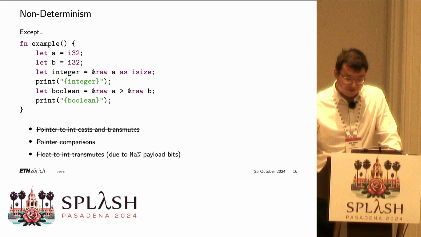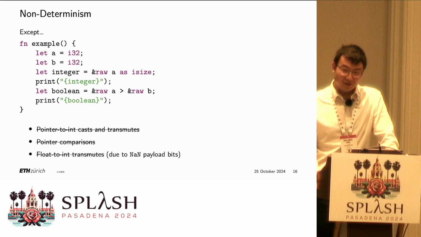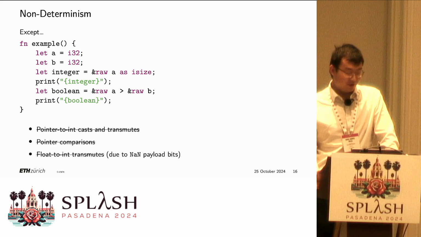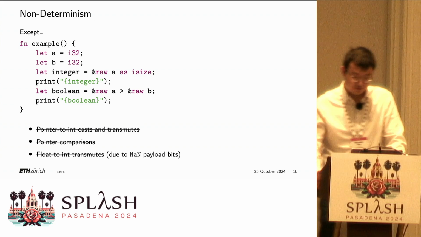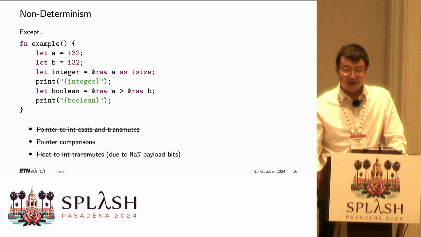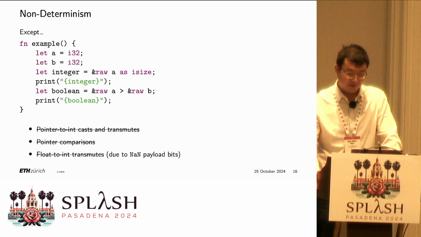Globally, therefore, we must exclude some of the operations from being generated, which are pointer to integer casts, pointer comparisons, and floating point to integer transmutations, also known as bit casting in some other languages. This is due to the NaN value being allowed to have non-deterministic bits.